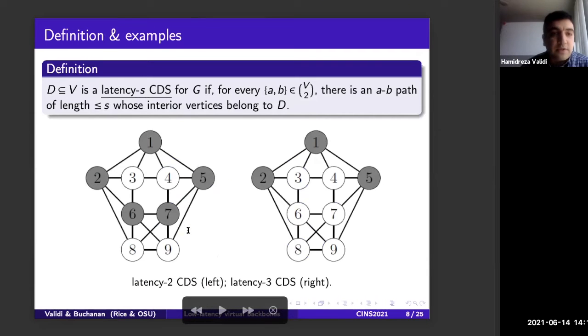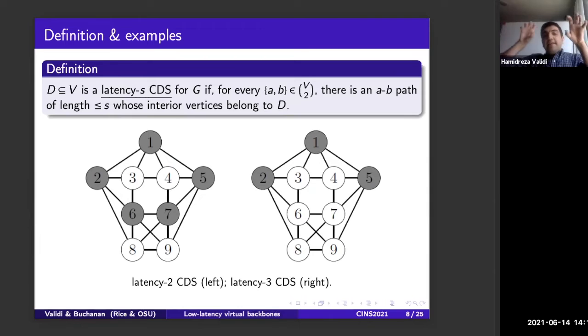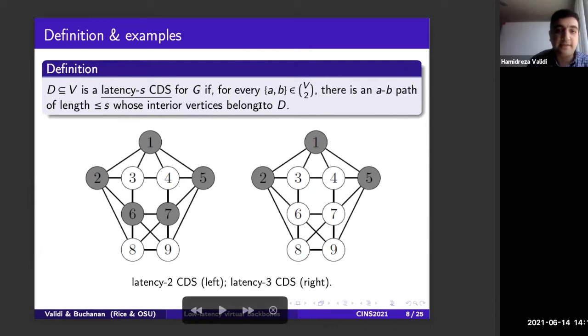we want to provide a rigorous definition of the latency S connected dominating set. We say that a subset of vertices is a latency S CDS for graph G if, for any pair of nodes A and B in the graph, the length of the path between A and B is at most S, and all the interior nodes used for going from node A to node B, or vice versa, also belong to the set D, the connected dominating set that we mentioned.